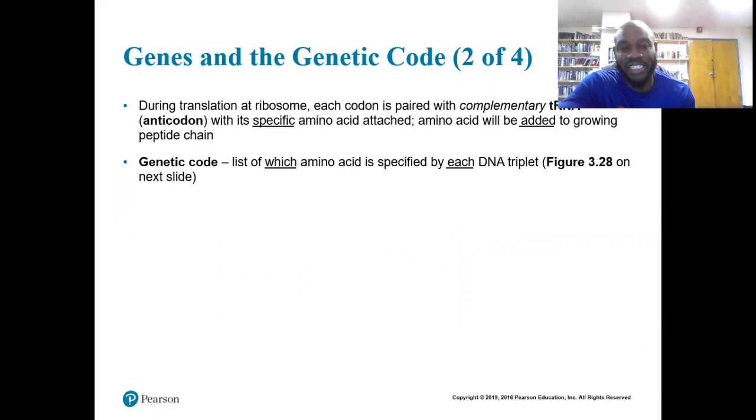During translation at the ribosome, so once we get out of the nucleus, each codon, so each 3 nucleotides of RNA, are paired with a complementary tRNA, which is called anticodon. I know this is getting a little confusing, but each tRNA is bound to a specific amino acid. Remember, proteins are chains of amino acids.